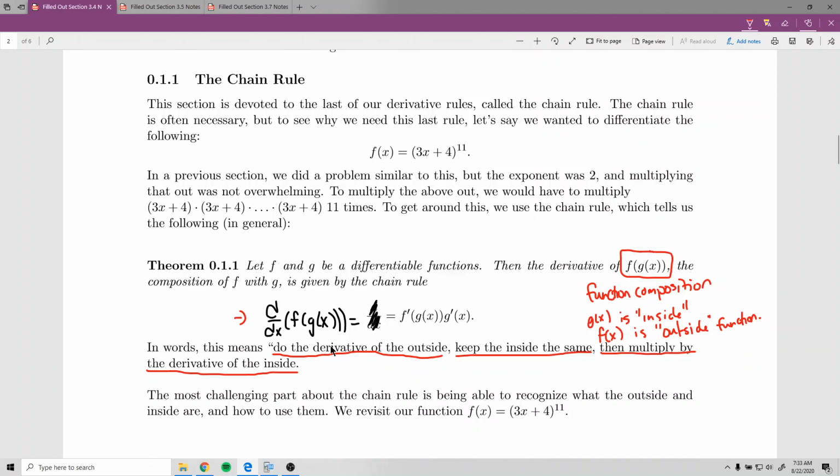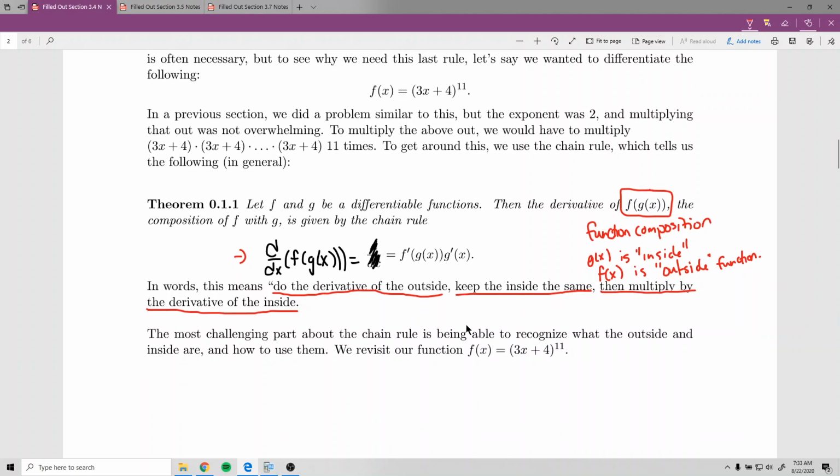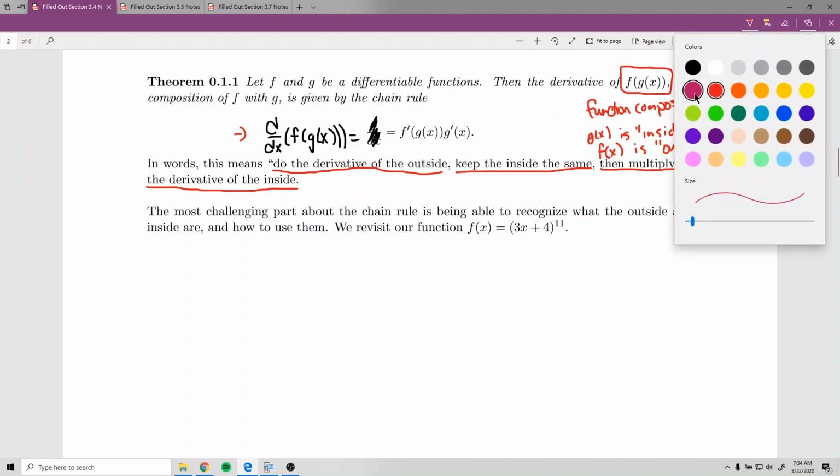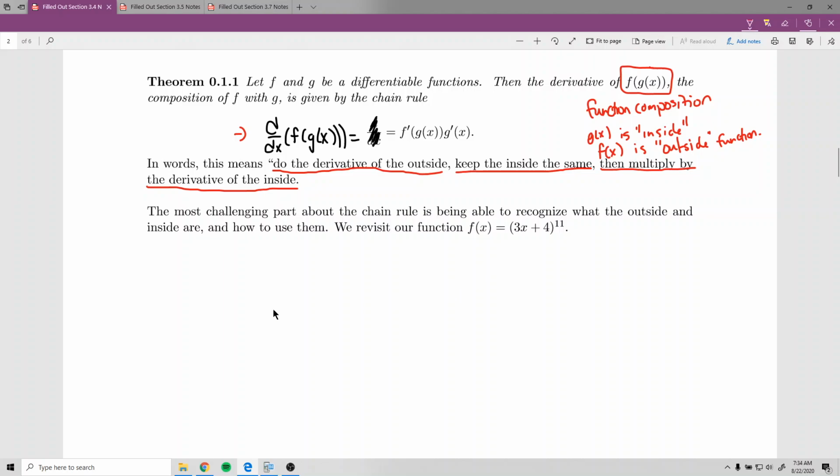This often is a lot more confusing until you see a few examples, and then you realize it's not terrible. It's just something you can't forget about when you do problems. It's going to look a lot like doing our rules from before, but with this extra step of multiplying by the derivative of the inside. All right, so what I'll do is the derivative of my example here, the 3x plus 4 to the 11th power.